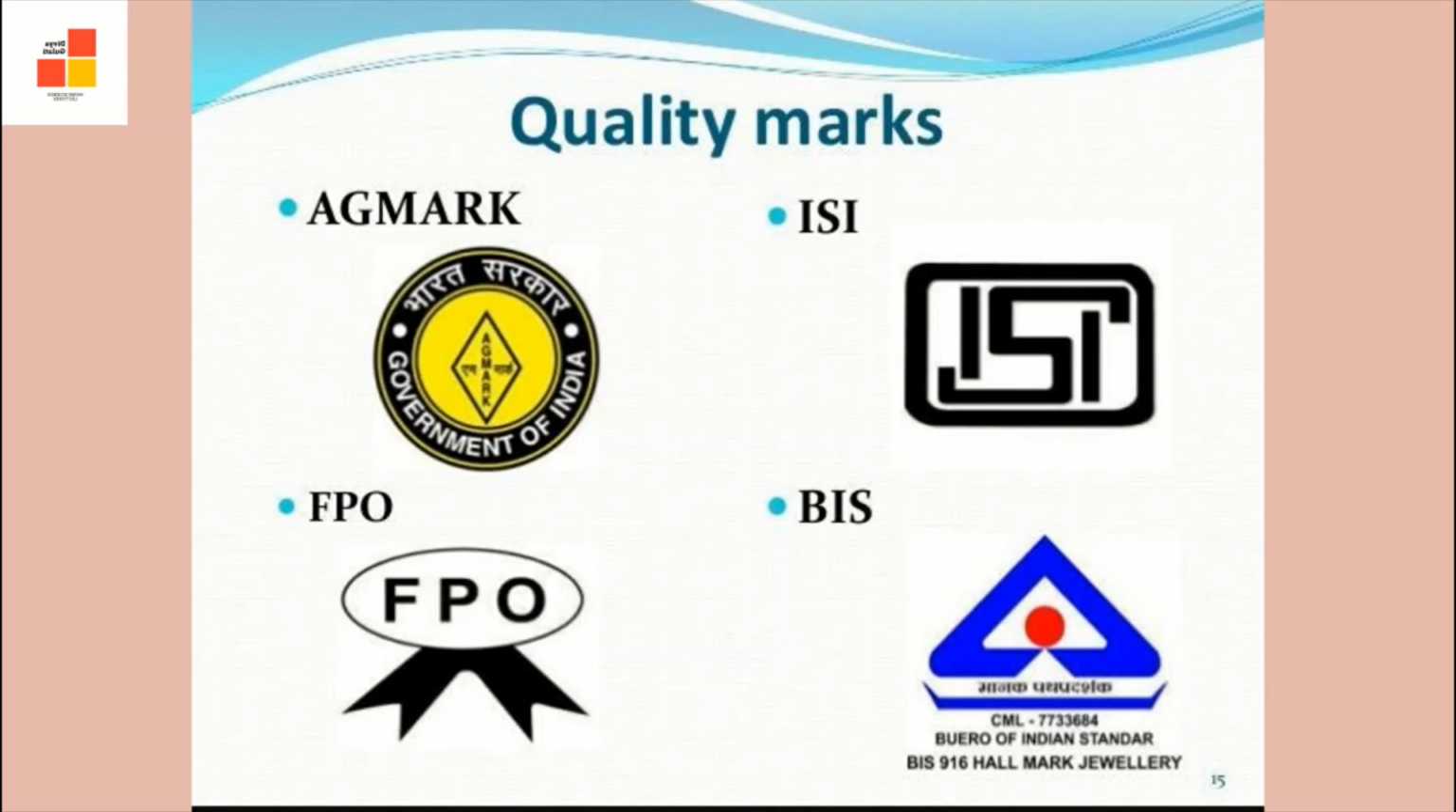These are egg mark, ISI mark, FPO and BIS. Egg mark is awarded by BIS, that is Bureau of Indian Standards. It ensures consumers about the quality of product. Egg mark is usually found on agricultural products like ghee, butter, wheat flour, pulses, rice, sugar, jaggery. It encourages healthy marketing practices.